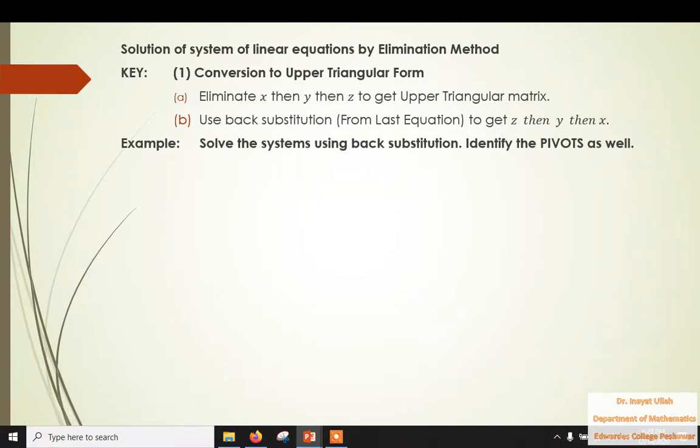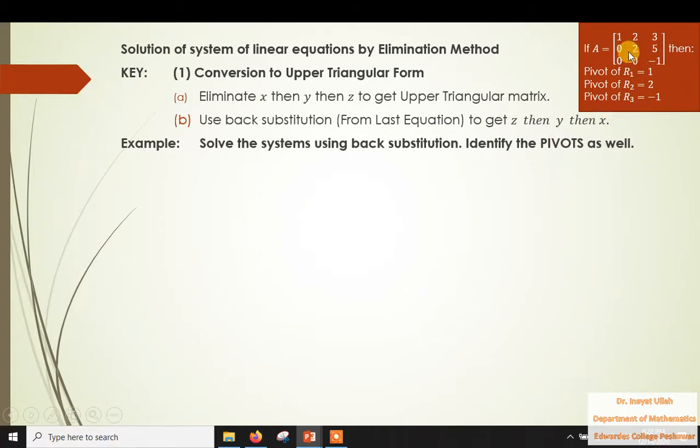The example is: solve the systems using back substitution. It means that we need to convert the system into upper triangular form. And the second part is to identify the pivots as well. So that is a matrix. We have just studied that this is row number 1, and the first non-zero element of row 1 is 1. So this is the pivot of row 1, which is 1. Similarly, the pivot of row 2 is 2, and the pivot of row 3 is -1.